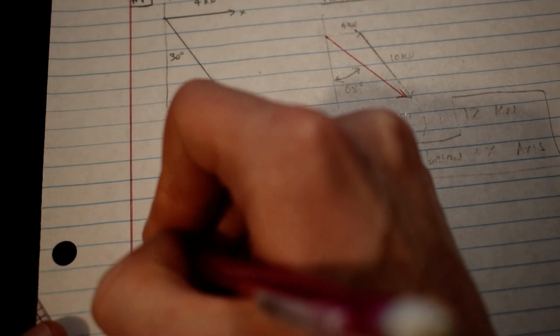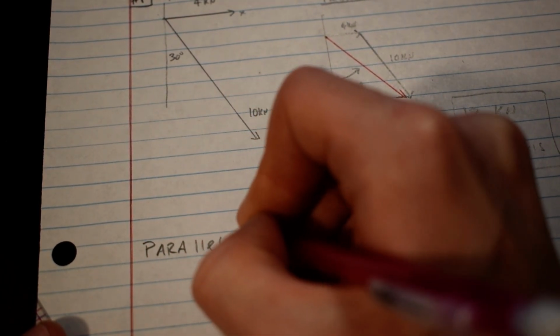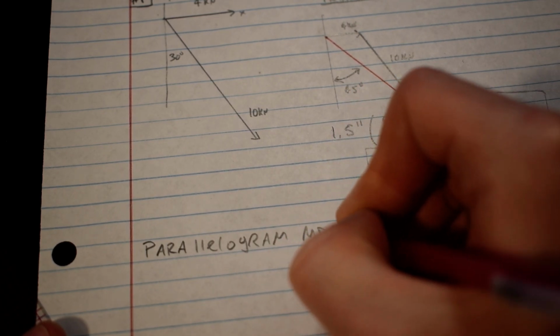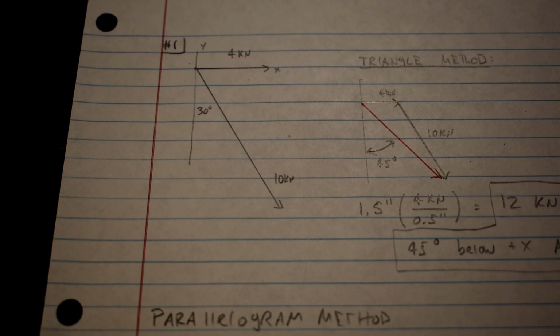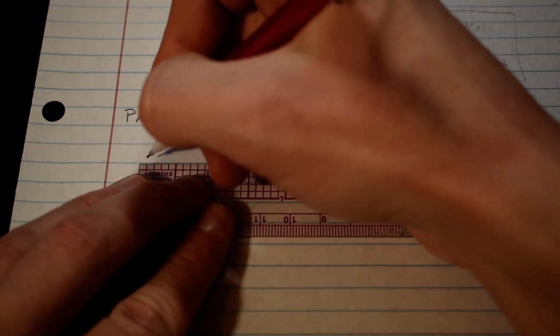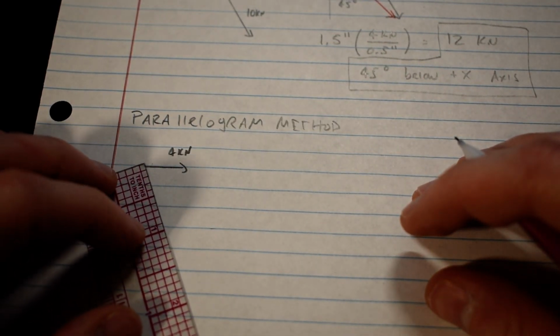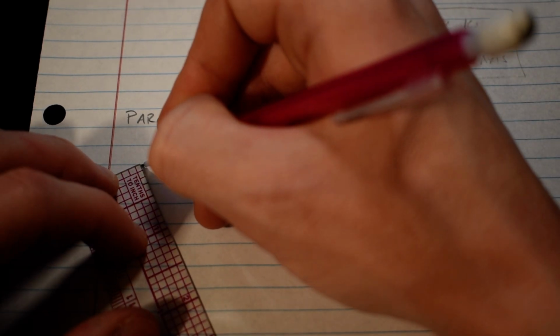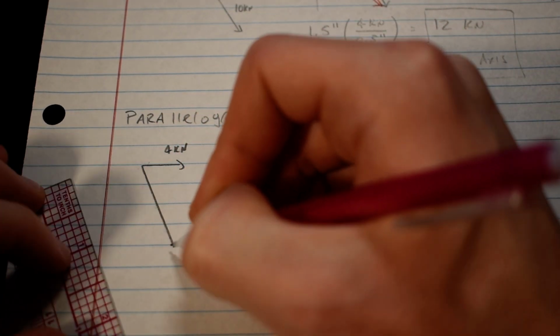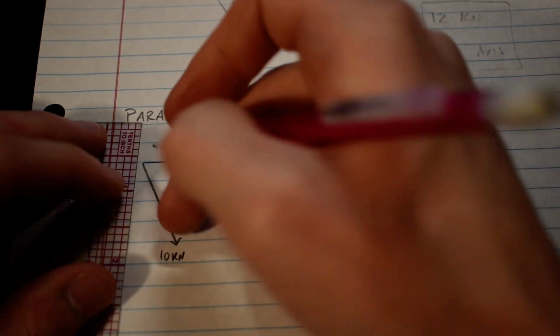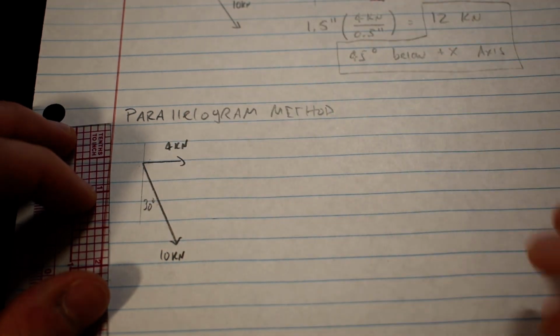Now for the parallelogram method. The parallelogram method is pretty similar, except we don't need to put the vectors tip to tail as we did before. We can put them tail to tail. So we can leave them how they are on the initial diagram. So again, if we draw our first force, it's going to be half an inch, 4 kilonewtons. And our second force is going to be 10 kilonewtons, and it's going to be 1.25 inches. And again, this is 30 degrees from the vertical.